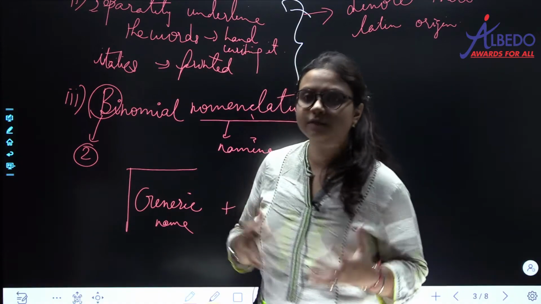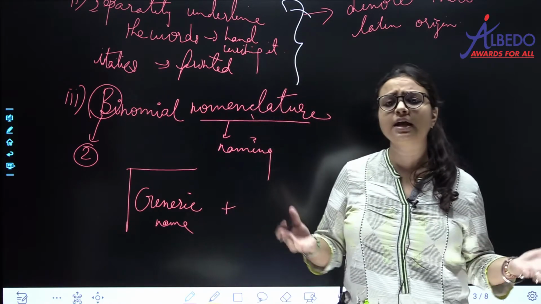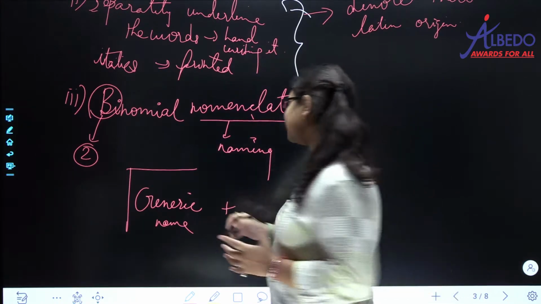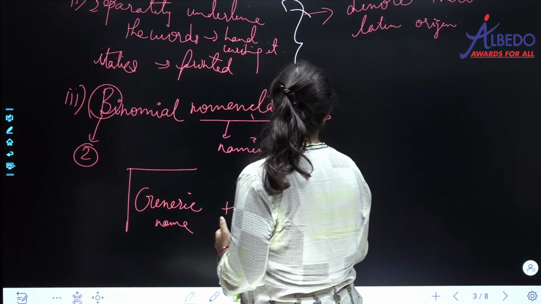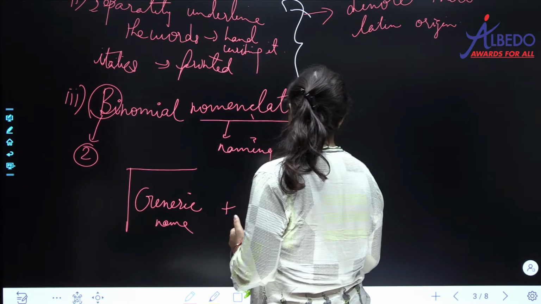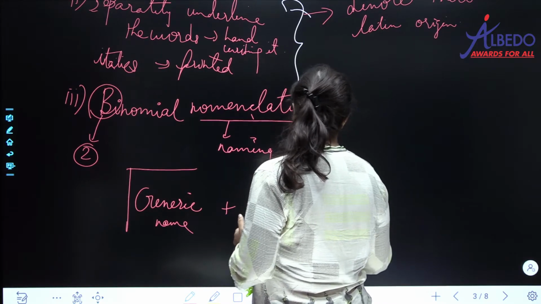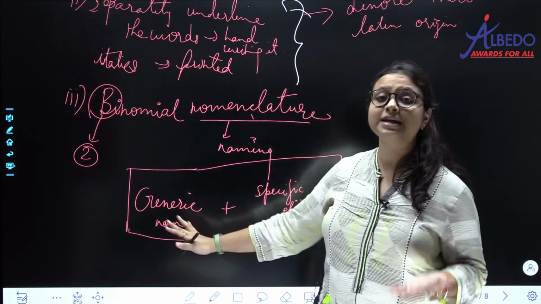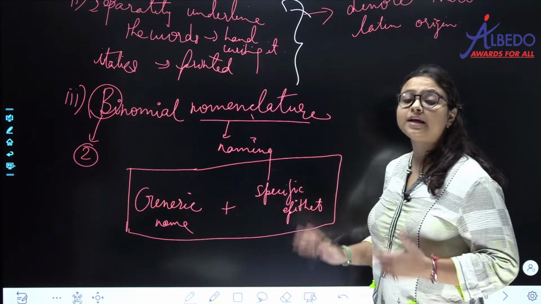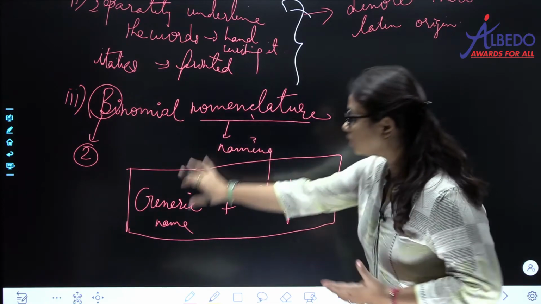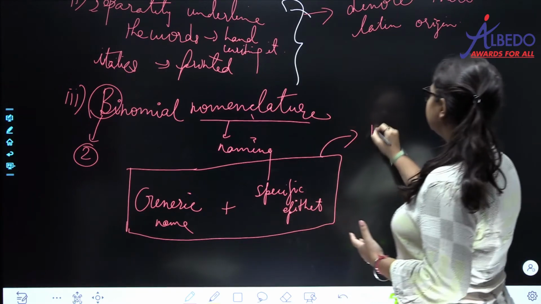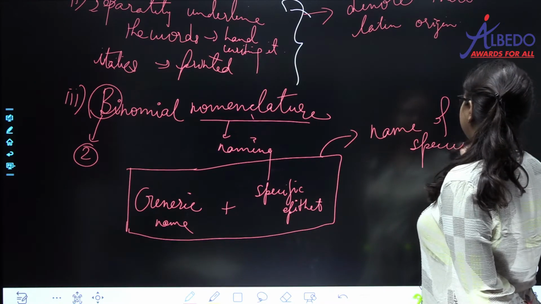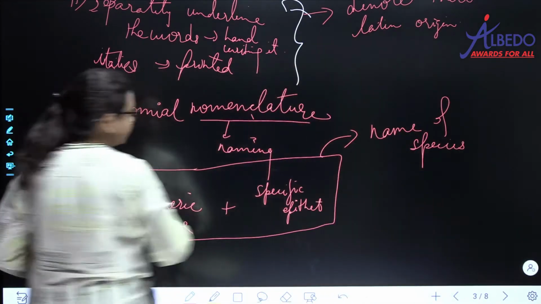Many students get confused. They say, ma'am, the first word is the generic name and the second word is the specific name. No, that's wrong. The second word is called the specific epithet. Then you will ask, ma'am, what is the name of the species? Combining the generic name and the specific epithet, you get the name of the species. So this whole is the name of the species.